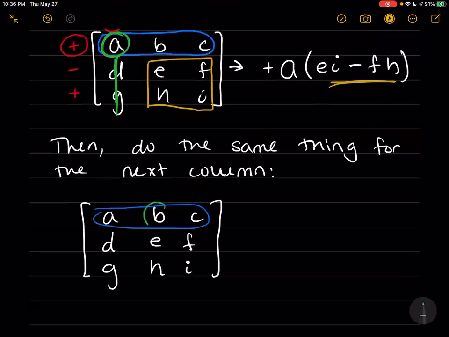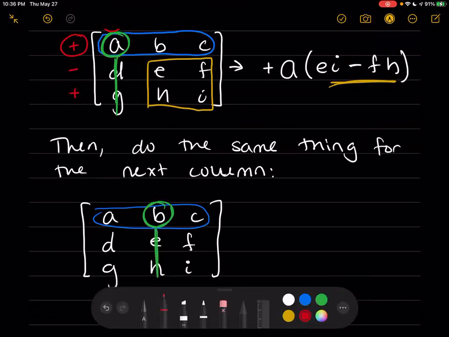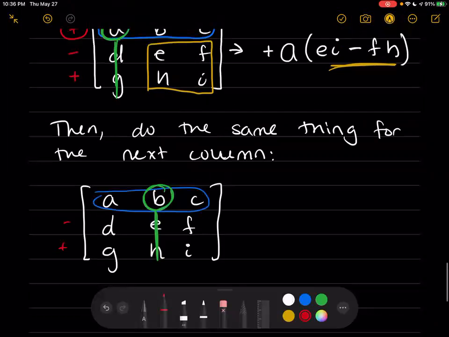So the next column is this B here. So we're going to cross out this column. Don't forget your pluses and minuses. I should emphasize that the plus starts at the top, minus plus, and then plus starts on the left, minus plus.